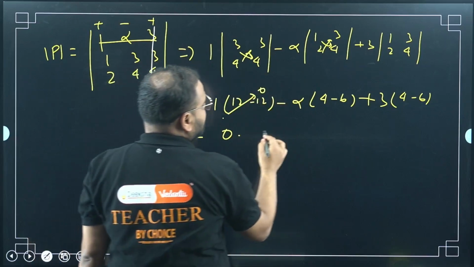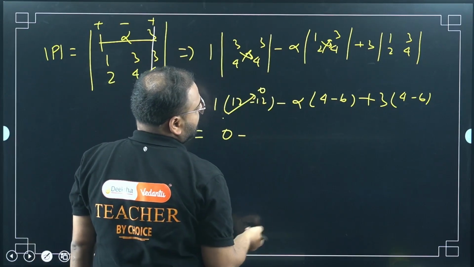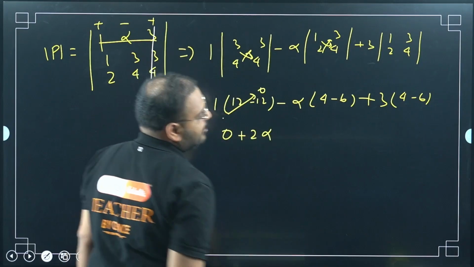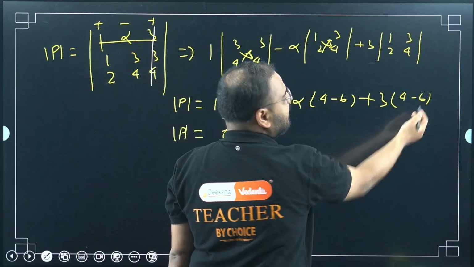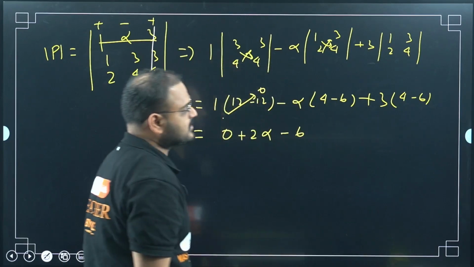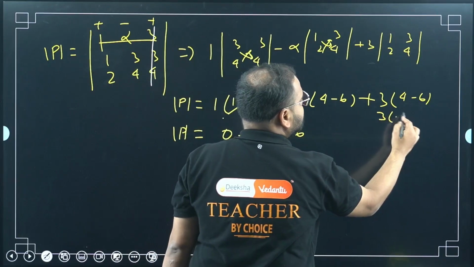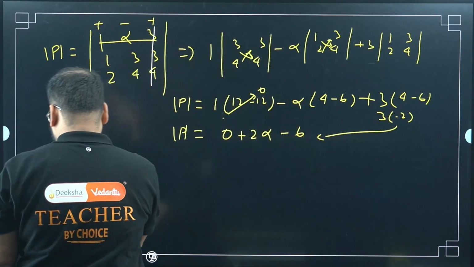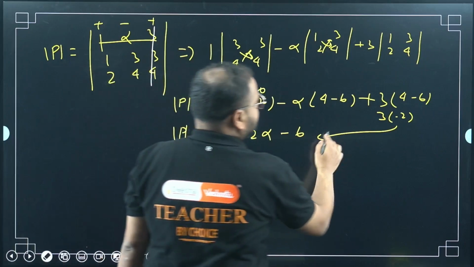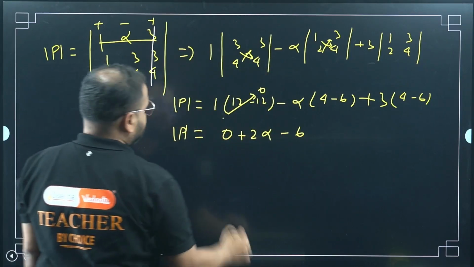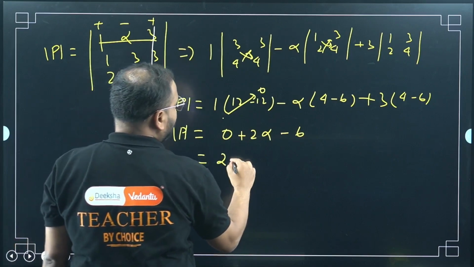Alright. Minus alpha times minus 2. Correct? 4 minus 6 is minus 2. So this will be simply 2 alpha. What about here? Again, this will be 4 minus 6. So minus 2 times of 3. So minus 6. 3 times of minus 2 will be minus 6 only, correct? Yes sir. Okay, let's simplify. So I get 2 alpha minus 6.